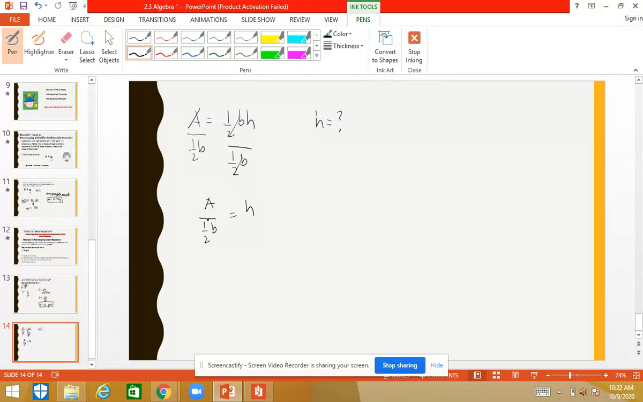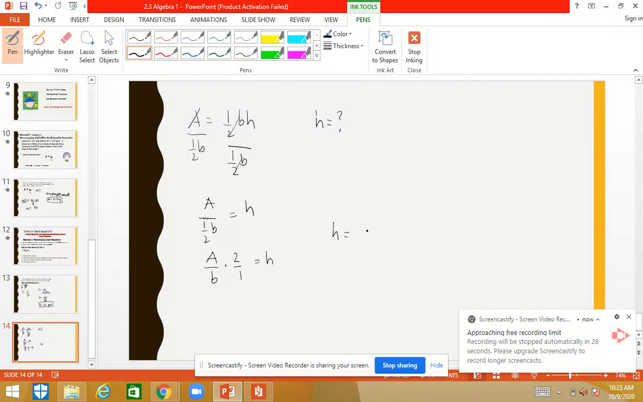But we don't leave fractions in the denominator. How do we divide with a fraction? We get the reciprocal and we multiply, right? So we have A over B times 2 over 1. What is the final answer now? H is equal to 2A over B. So practice more on rearranging using inverse operations.